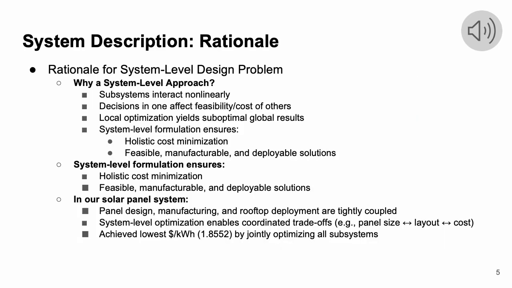We chose a system-level approach because the subsystems, design, manufacturing, and deployment, are nonlinearly coupled. Decisions in one directly affect the cost and feasibility of the others, so optimizing them separately leads to suboptimal results. A system-level formulation allows holistic cost minimization while ensuring that designs are feasible, manufacturable, and deployable. In our solar panel project, coordinating trade-offs like panel size affecting layout and cost led us to the best solution.